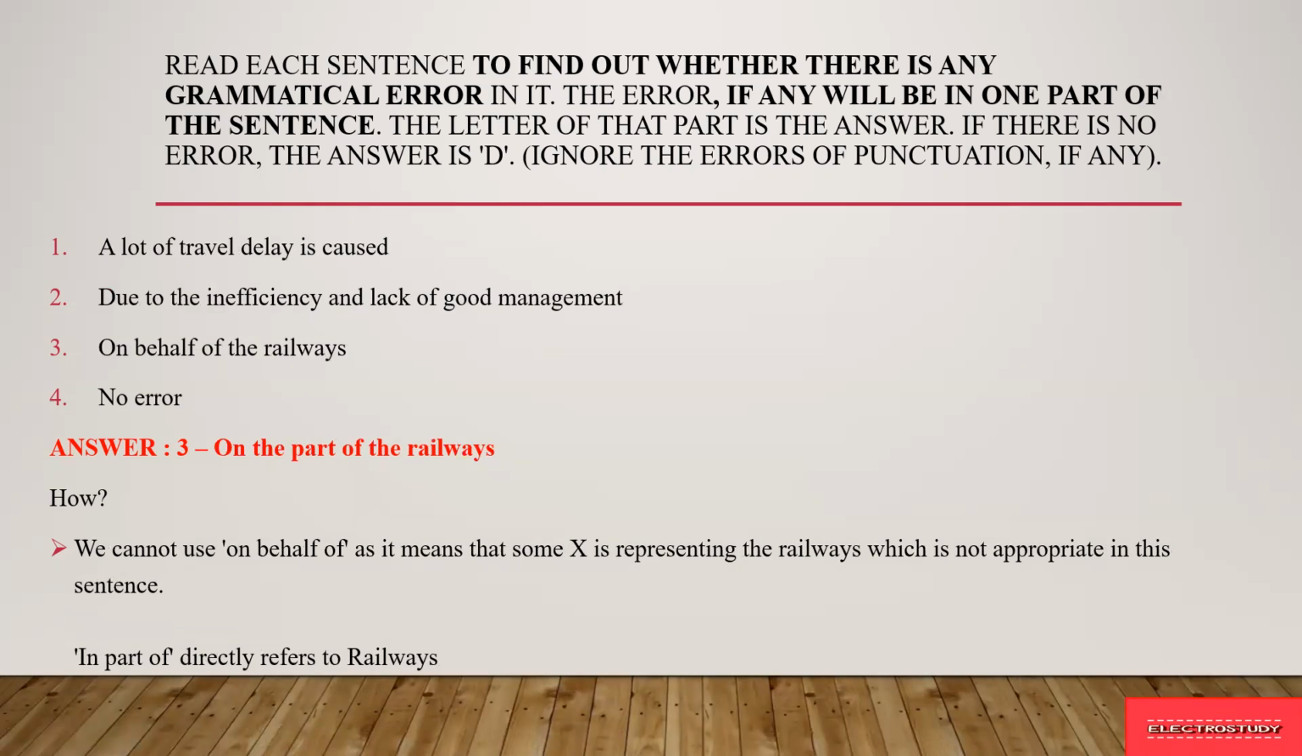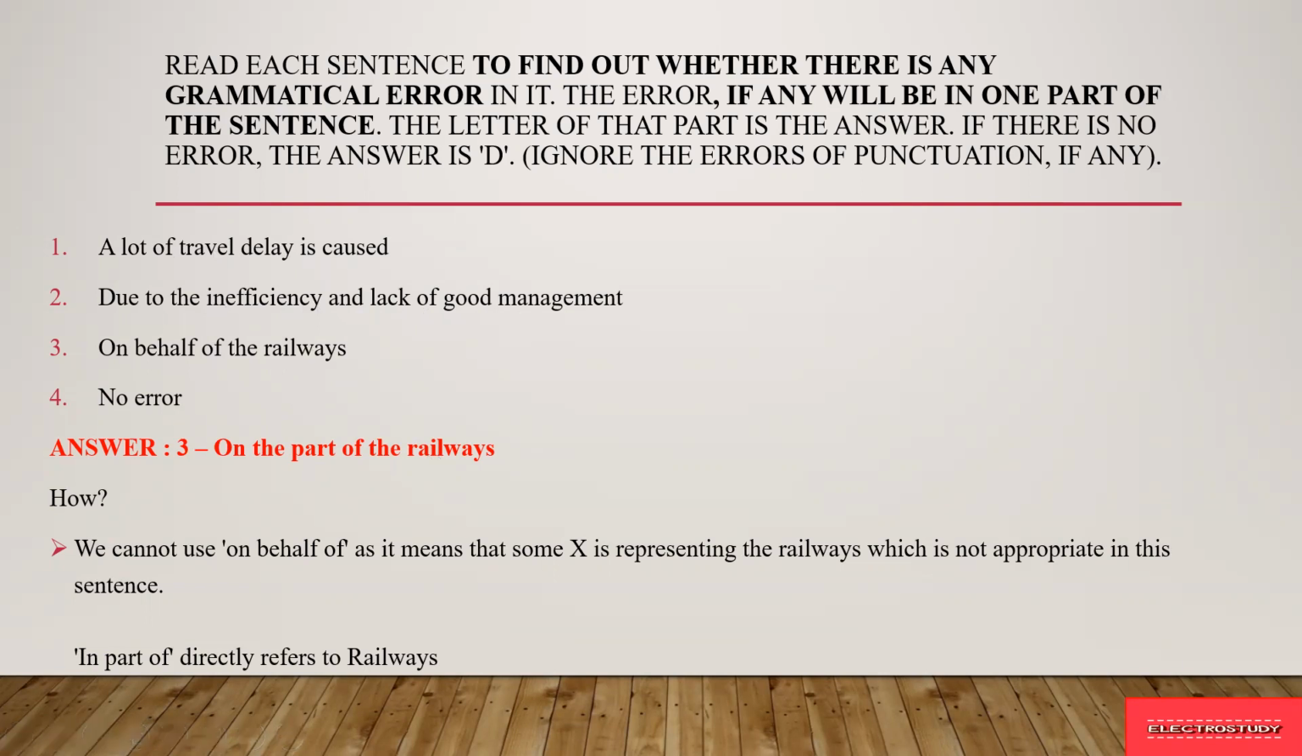Next, a lot of travel delay is caused due to the inefficiency and lack of good management on behalf of the railways. See here, when you are reading the sentence, you can spot the error now. A lot of travel delay is caused, that is a simple sentence, there is no error. Due to the inefficiency and lack of good management, there is no error in this part also. On behalf of the railways is wrong. The right sentence is on the part of the railways.